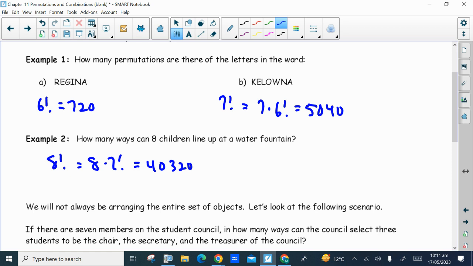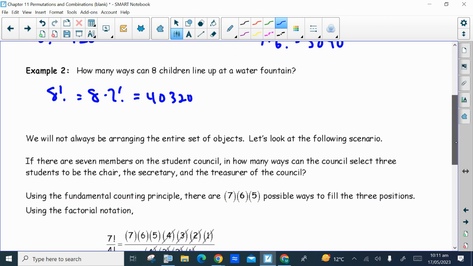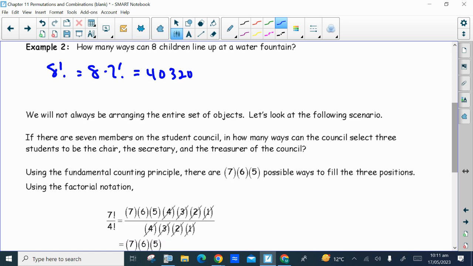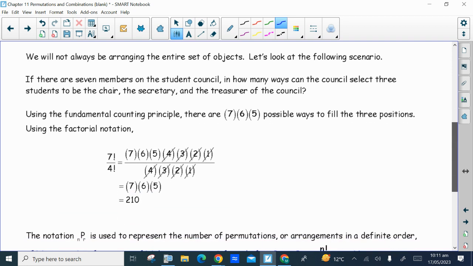Okay, we saw yesterday that we're not always arranging entire sets of objects. If there are 7 members on the student council, how many ways can the council select 3 students to be chair, secretary, and treasurer of the council? So this can be done using the fundamental counting principle. Mark down 3 spaces because you're selecting 3 students. There'd be 7 choices for the first position, then 6, then 5. Right, so you could do it that way. 7 times 6 times 5 will give you 210.